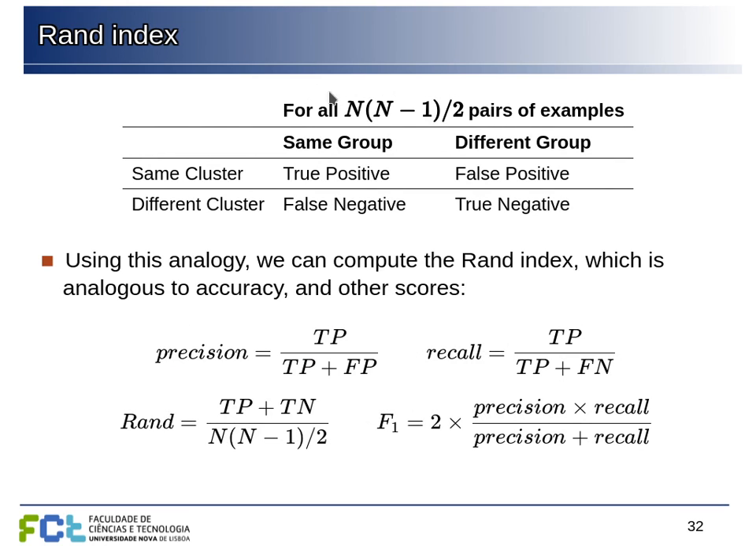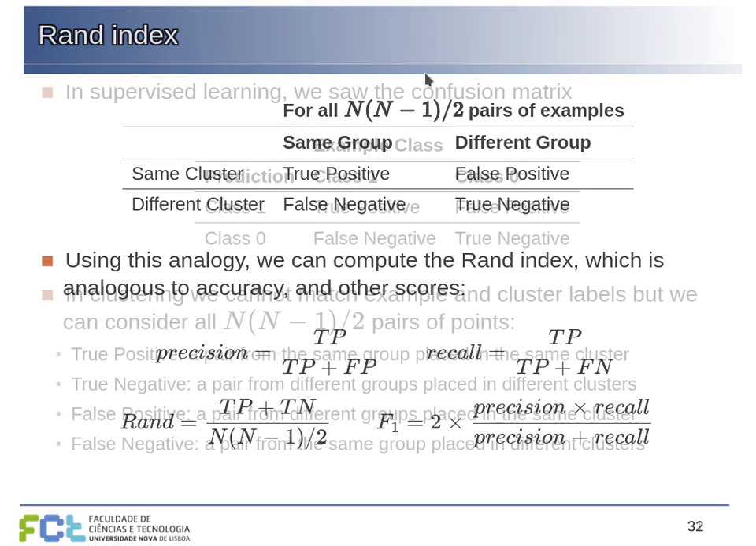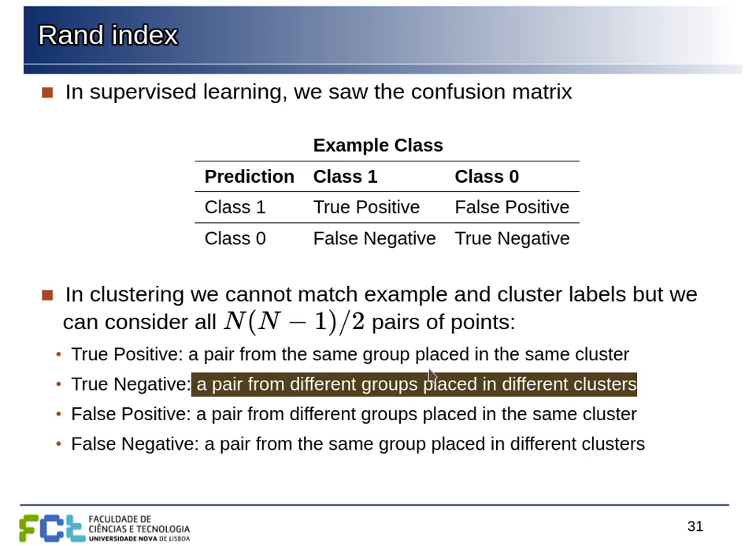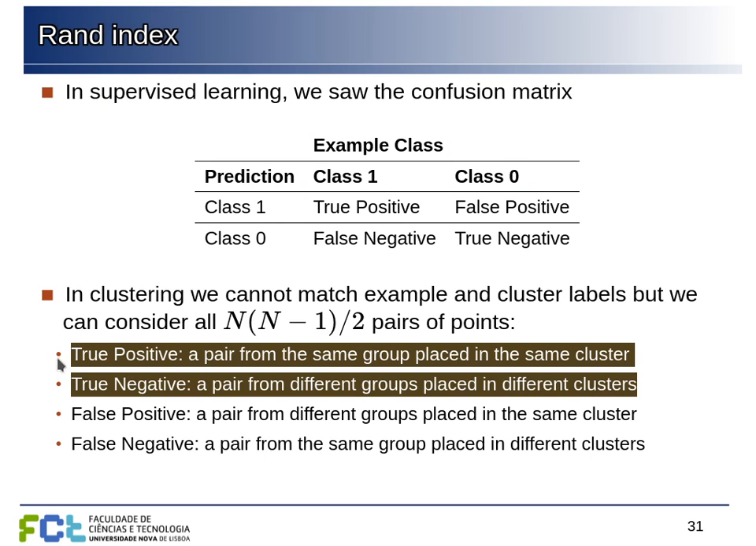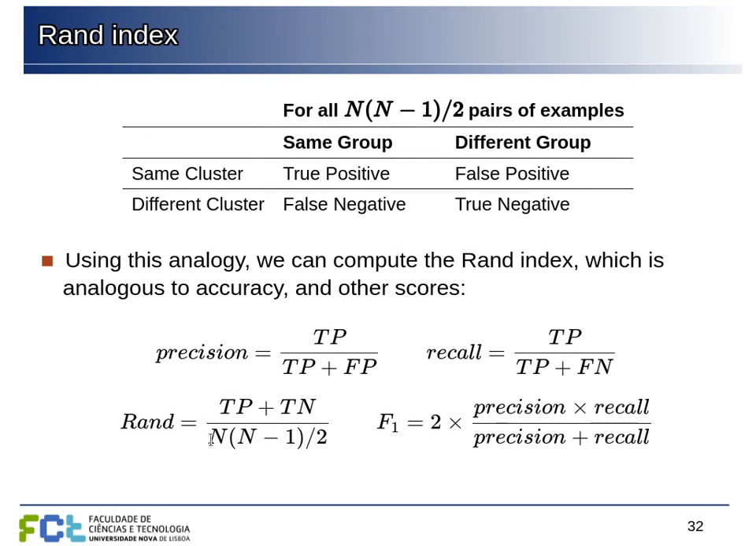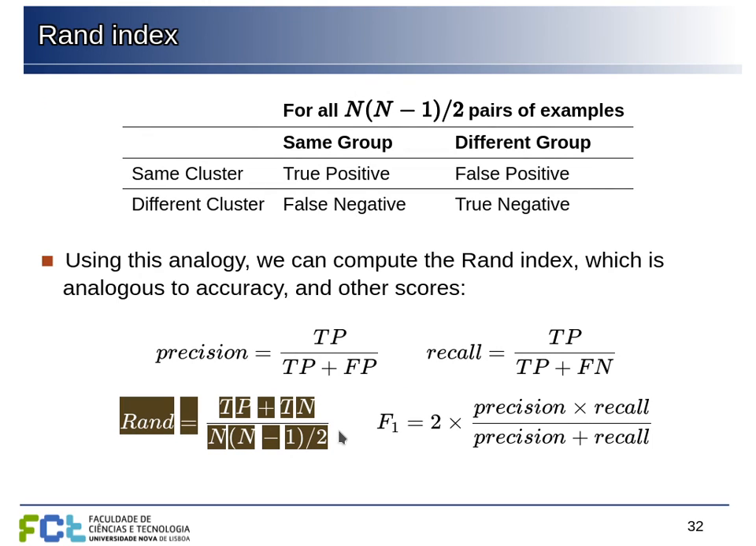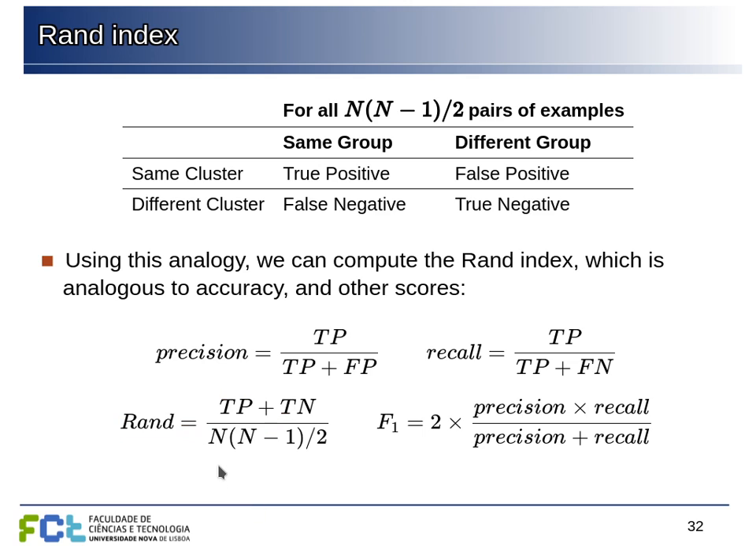So basically, the equivalent of the accuracy in this context would be the RAND index, which is the number of true positives and true negatives, that is the sum of the pairs of points that come from the same group and were placed in the same cluster, and that came from different groups and were placed in different clusters. So everything our clustering algorithm got right, divided by the total number of pairs of points. And this is called the RAND index, and it's analogous to accuracy. It gives us the fraction of correct decisions that our clustering algorithm made.